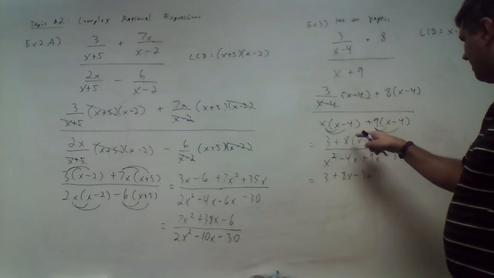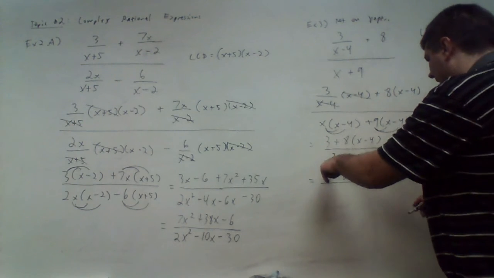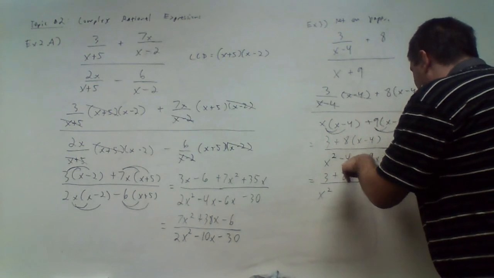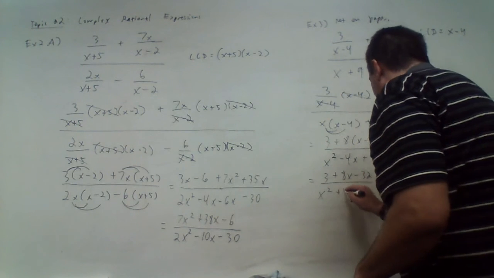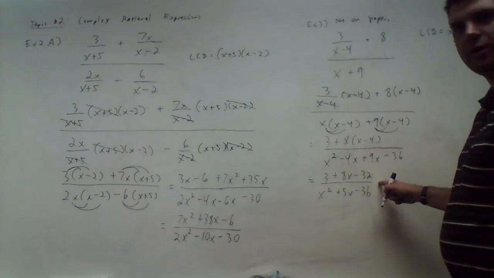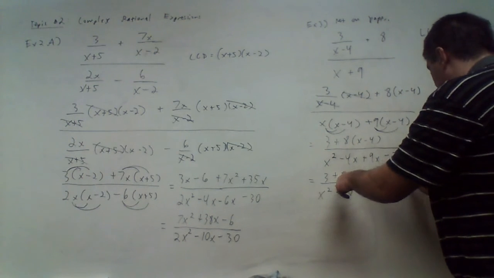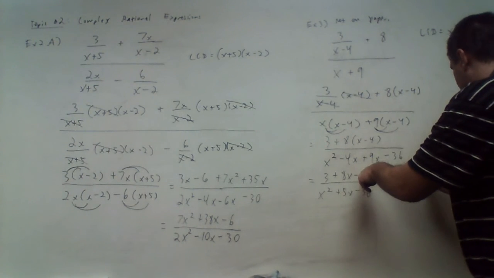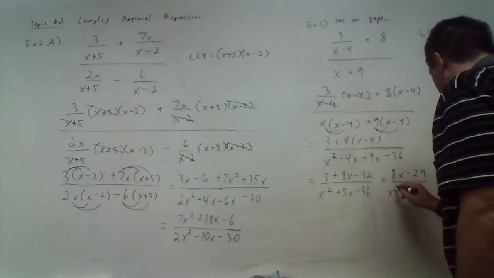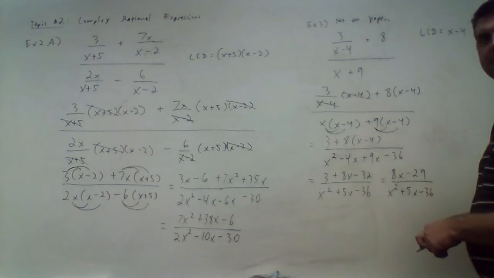So distribute, and then down here, I think I'm going to go ahead and simplify this part. x squared, minus 4x's plus 9. If you're down 4x's and you gain 9x's, it's 5x's minus 36. And then in descending order, combining like terms, you'll have 8x. 3 minus 32 is minus 29. And then we're going to have x squared plus 5x minus 36. And this is where I'm going to stop.